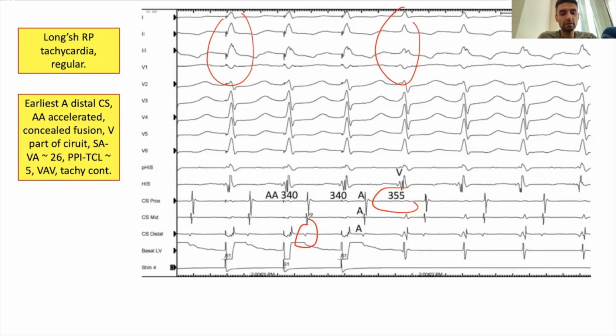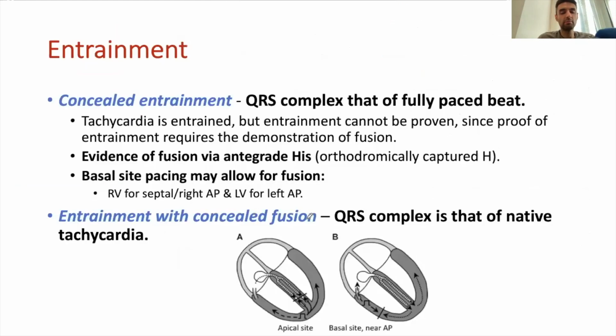We don't have nice His signals in this tracing or at the His catheter. The S to A minus VA is around 26, PPI minus tachycardia cycle is around 5, and there's a VAV response and tachycardia continued. Okay, so since the earliest A is at the distal CS, this is an example of a left accessory pathway.